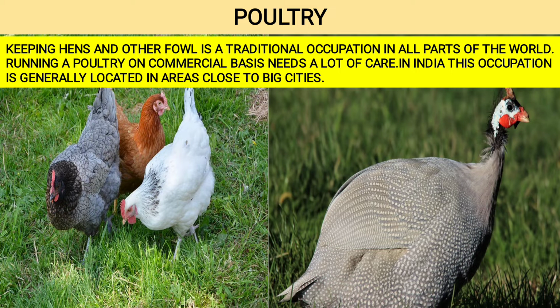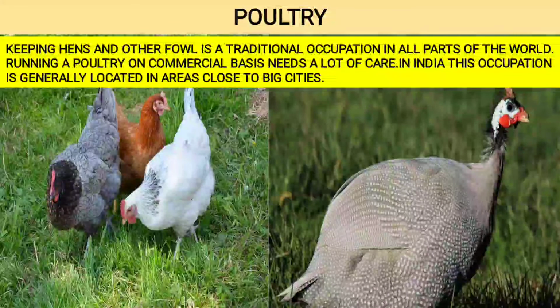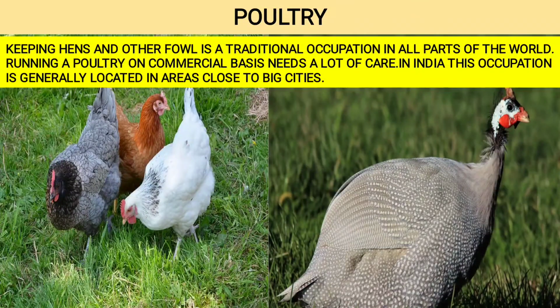Poultry, keeping hens and other fowl, is a traditional occupation in all parts of the world. But what is fowl? Fowl means other birds. So, keeping hens and other birds or other animals is a traditional occupation in all parts of the world. Running a poultry on a commercial basis needs a lot of care. It means if you are running a poultry to earn money on a commercial basis, you need to take a lot of care.